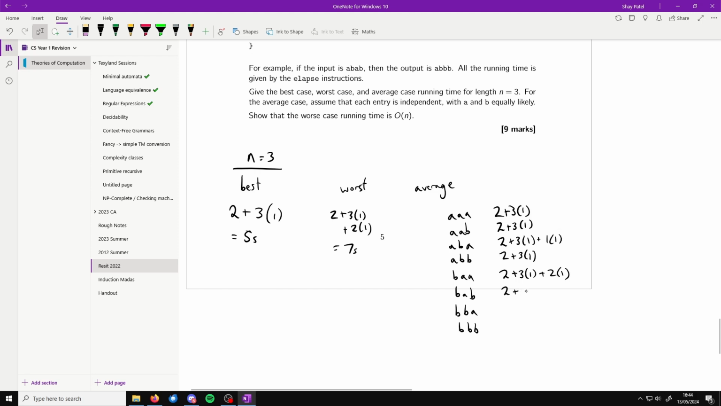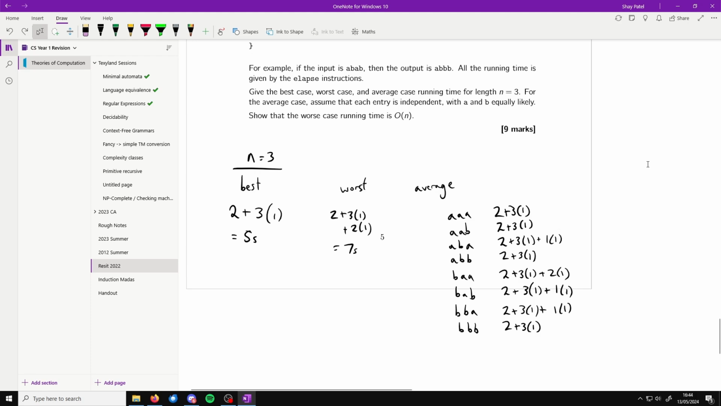Do you see how I'm getting these numbers, by the way? I'm counting the outer loop, which we do for every character. And then the inner loop we only do for every A we have to replace after the first B. Then we have 2 plus 3 times 1 plus, here we'd only have to replace one character, so that would be 1. And here we have 2 plus 3 times 1, because we're not replacing any of the A's since they're all B's. Then we add these up and divide by 8.